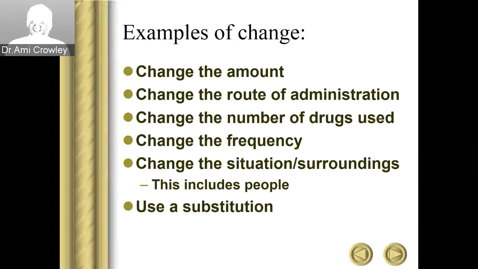So some examples of change clients might make is they might change the amount that they use, they might change the route of administration, the number of drugs used, the frequency, their situation or surroundings, and they might use a substitution. And an example of a substitution would be methadone or buprenorphine for our opiate addicts.